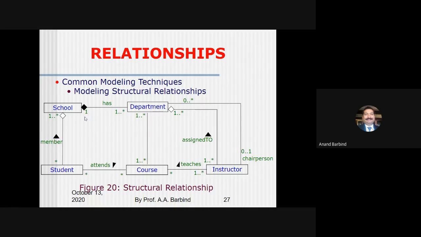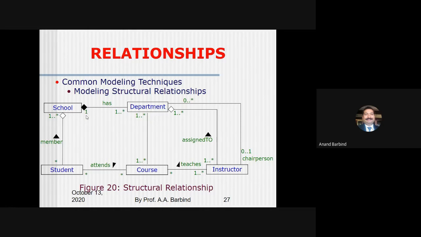For example, if you want to read the multiplicity between the school and the department, there is multiplicity at the end of the association. It has to be read in this fashion. Every school object is associated with one or more objects of department. Or every school has one or more department objects. Or in the reverse fashion, every department is associated with one school object.